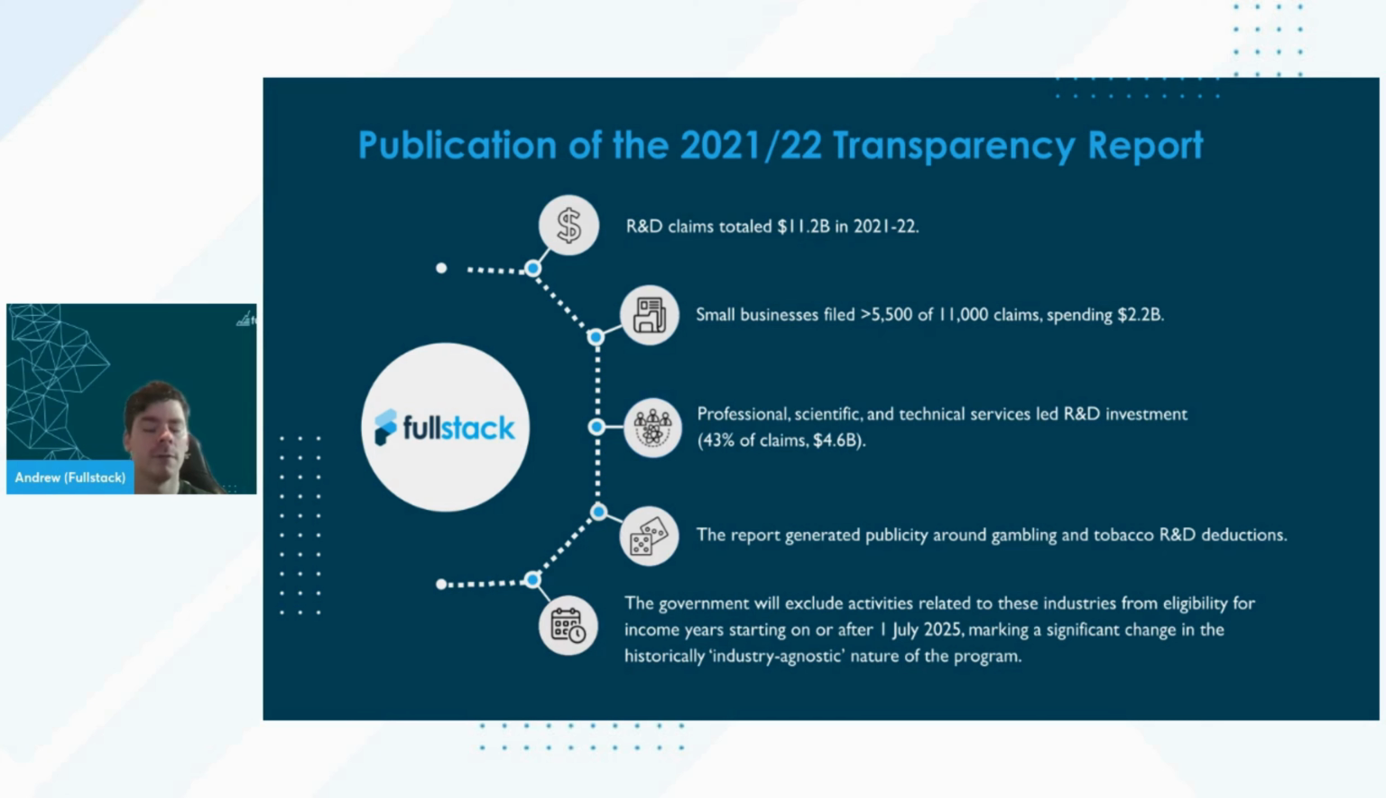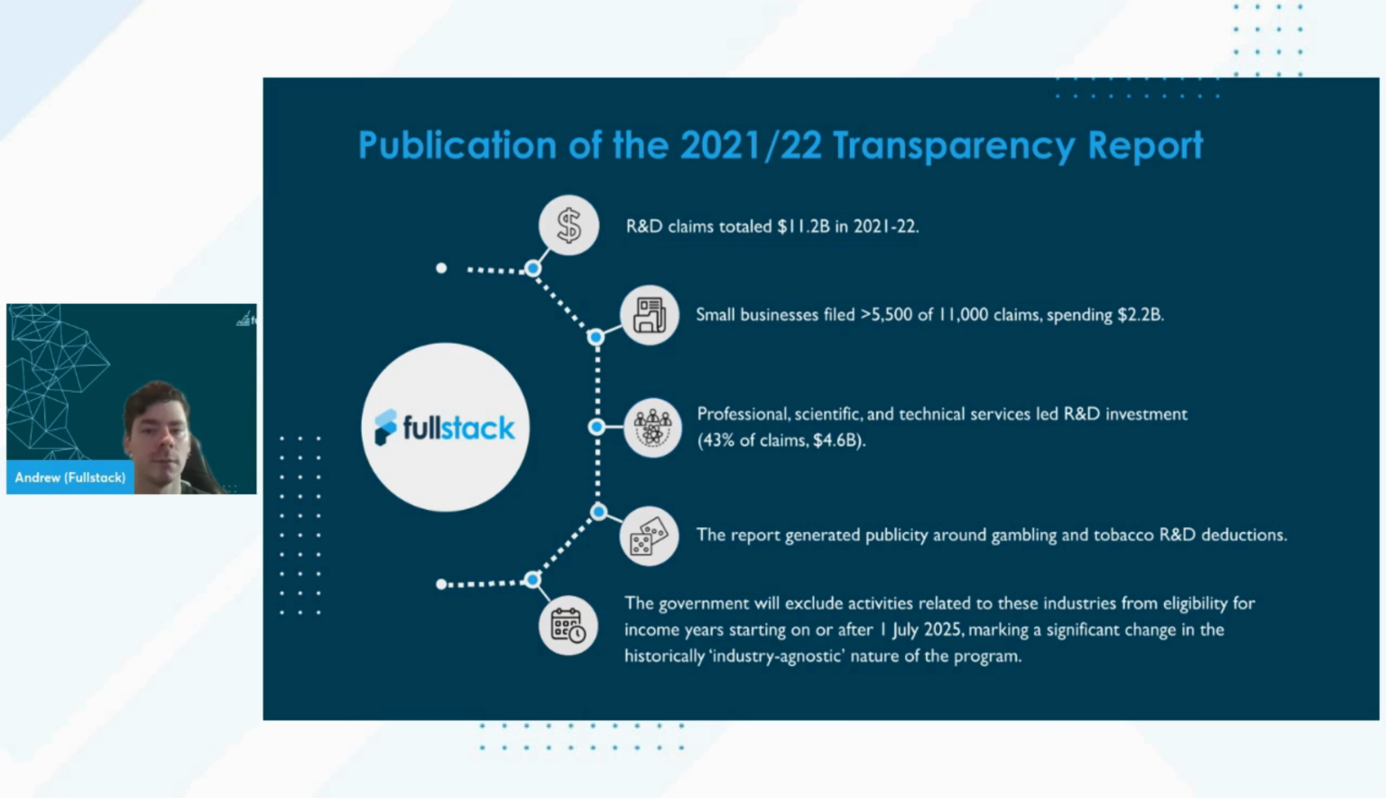Next, I wanted to highlight some of the information we got about the R&D tax program through the transparency report. This was a report that was published in October of last year. We saw that the program results in $11.2 billion in deductions each year. Small businesses made up the bulk of applicants. 50% of all claims were small businesses, and the average claim size in that pool was around $400,000. Scientific and technical services also made up the largest industry that claimed. They made up 40% of claims and about 40% of the total spend.